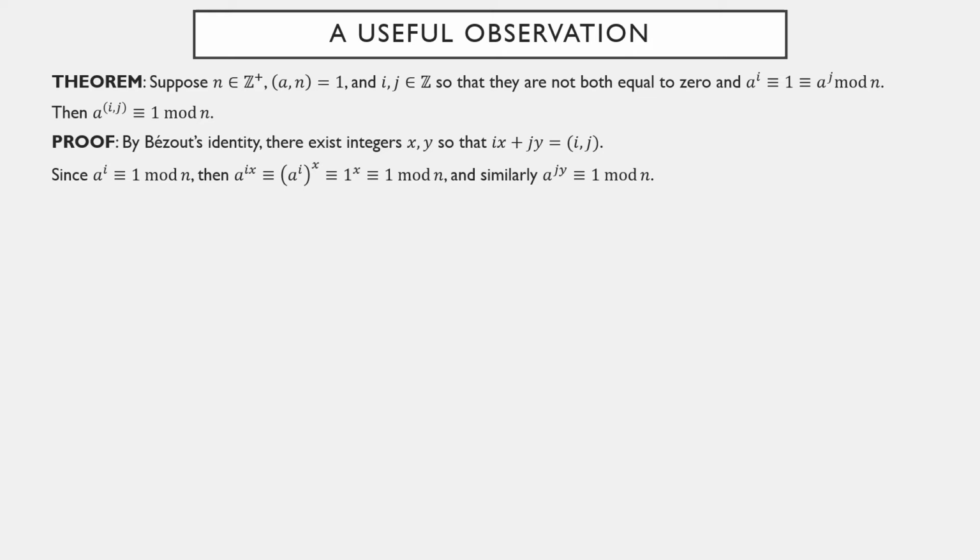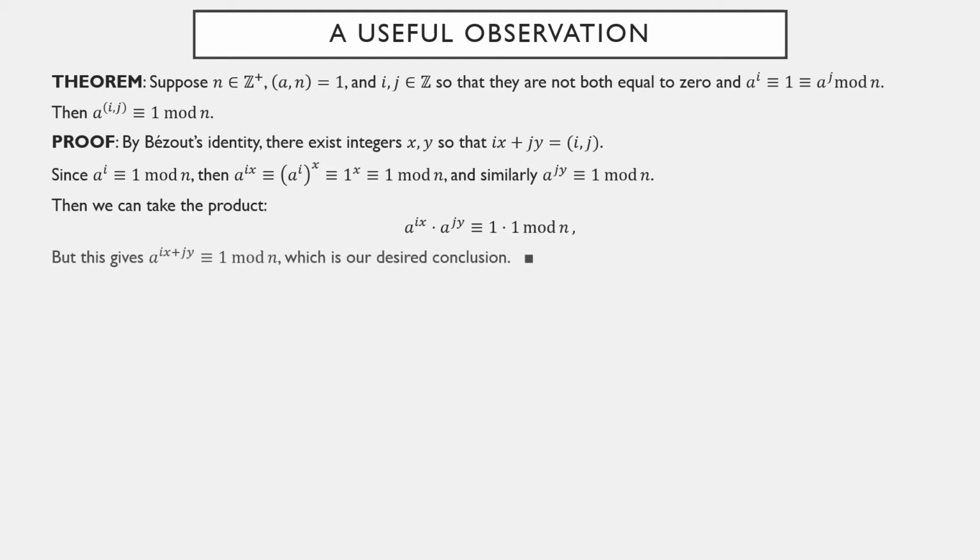But a to the i was equivalent to 1 mod n. A to the ix is just a to the i to the x. Since a to the i was equivalent to 1, that's just 1 to the x, in other words, 1 mod n. Similarly, a to the jy is going to be equivalent to 1 mod n. I can take the product of those two things. On the one hand, a to the ix times a to the jy, but on the other, 1 times 1, because a to the ix was equivalent to 1, and so was a to the jy.